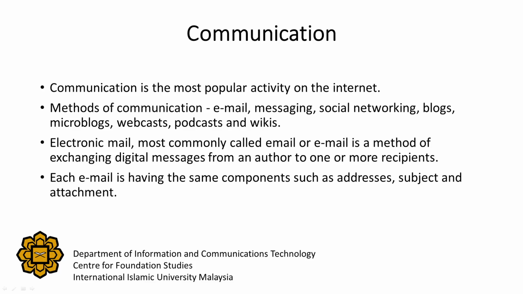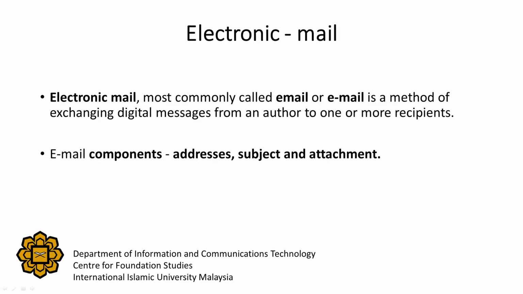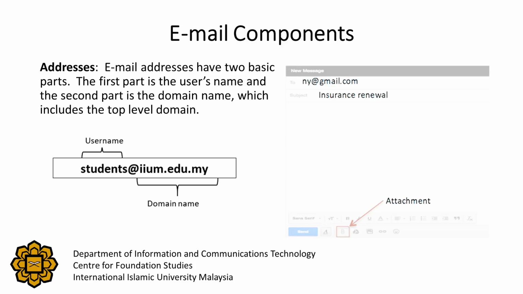Electronic mail, most commonly called email, is a method of exchanging digital messages from an author to one or more recipients. Each email has the same components, such as addresses, subjects, and attachment. As I said earlier, they must have three basic components: addresses, subjects, and attachment. We go one by one.